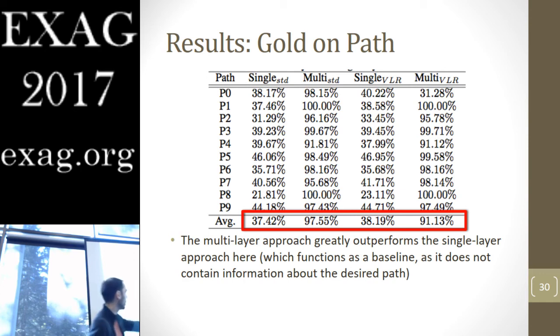So 97% or 91%, I think 91%, of the gold pieces in the generated levels are in the provided path. With the standard approach, only 38% of the gold pieces would be in one of the arbitrary paths that we generate. So of course, in that respect, we do well. At least one thing we can say is that using this multi-layer approach, we can control the types of levels we generate.